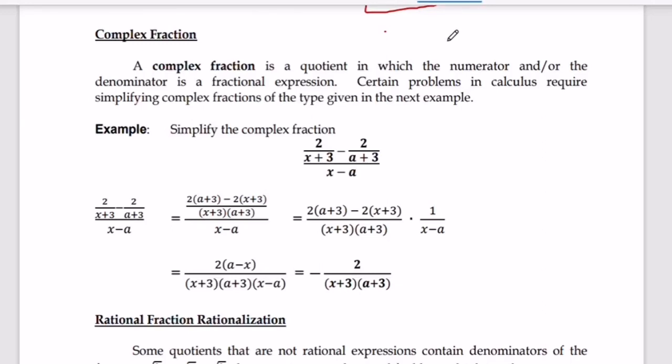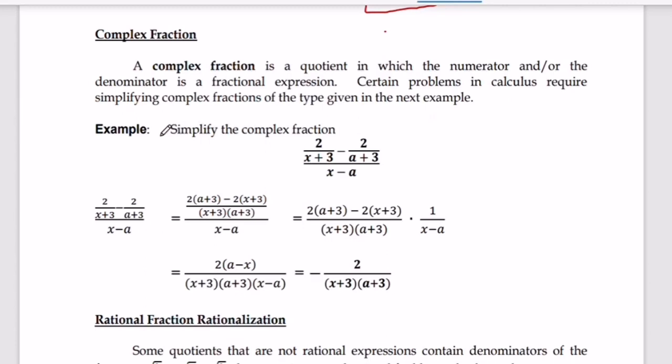The next subtopic is about the complex fraction. Again, the complex fraction was already discussed in elementary and high school, but at this point it is just the application of the complex fraction with respect to the rational expression. So we know that a complex fraction is a quotient in which the numerator and/or the denominator is a fractional expression. Certain problems in calculus require simplifying complex fractions of the type given in the next template.